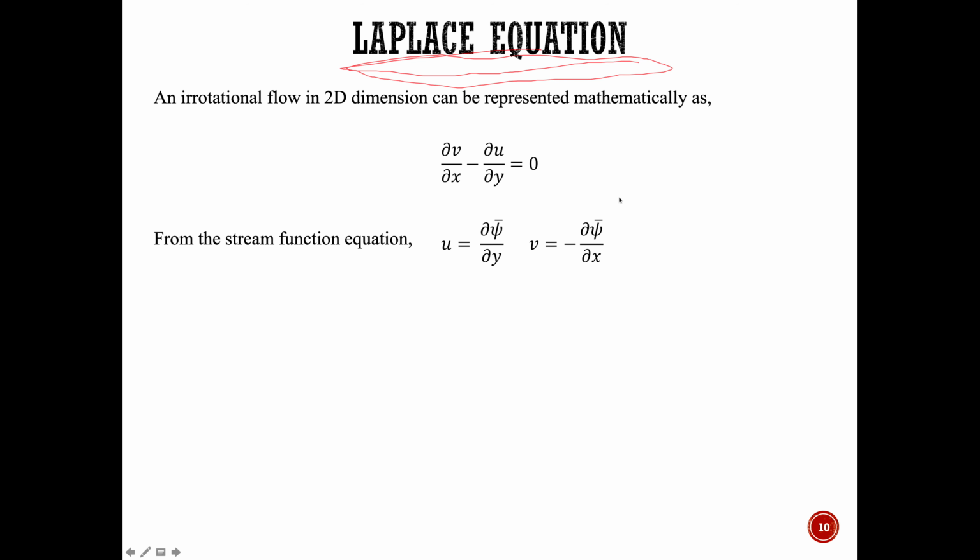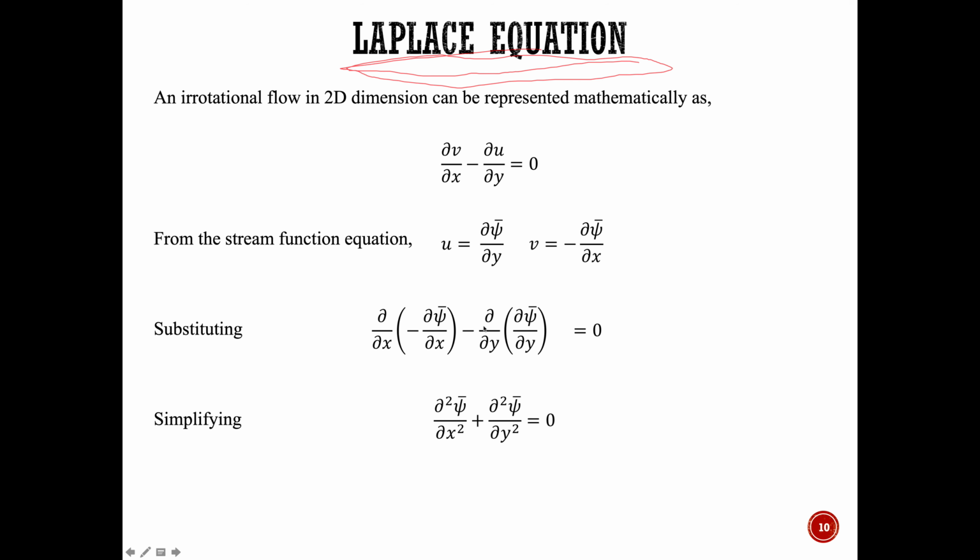You get that, and simplifying, you get something like this, right? The second order derivative of the stream function with respect to x and y, and the addition of that goes to 0. There is a name for this, called the Laplacian. So the Laplacian is basically a second order derivative of a given function. That means ∂²/∂x² plus ∂²/∂y² of the stream function goes to 0, right?